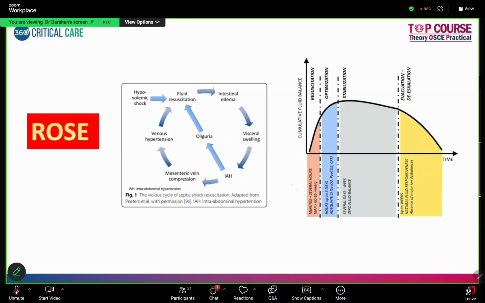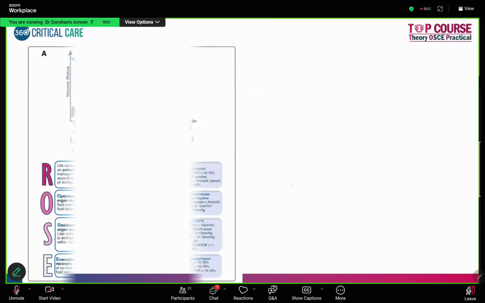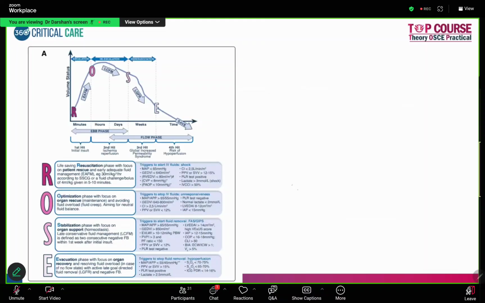Then after the 3 days up to probably a week, we have the stage of stabilization, and usually after 1 week is the stage of evacuation or de-escalation. So this is mostly what ROSE is. Remember, resuscitation is in minutes to hours, optimization is hours to 1 day, stabilization is between 3 days to a week, and after 1 week is evacuation or de-escalation. So we'll look at ROSE in an individual format.